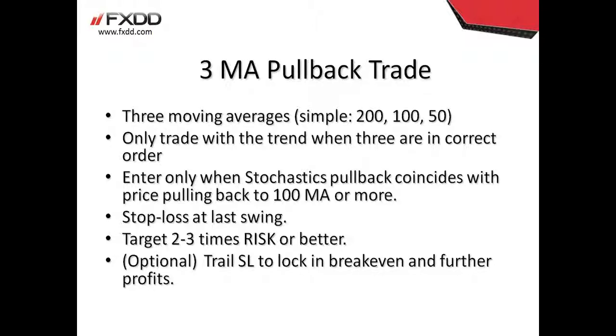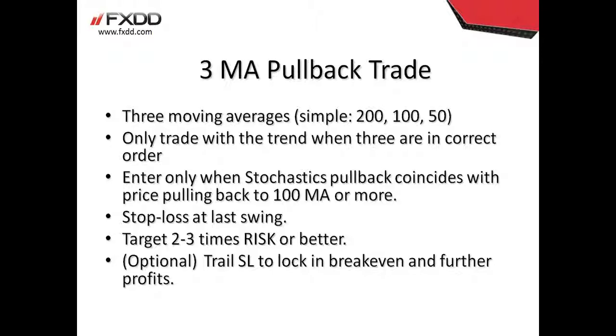Now, in a downtrend, it's simply the opposite. We have the longest period moving average on the top, followed below that by the next shorter moving average, and then followed at the very bottom by the shortest term moving average. So that's the correct order.